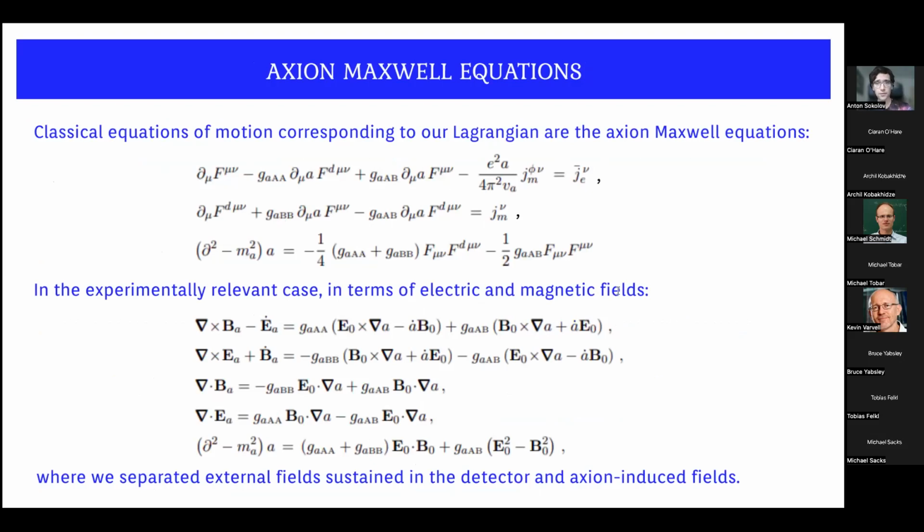So now when we derive equations of motion from the general Lagrangian which I showed, we get this kind of axion-Maxwell equations, and we can rewrite them in terms of the electric and magnetic fields. And now we really see that we get a lot of new terms compared to the normal axion-Maxwell equations.